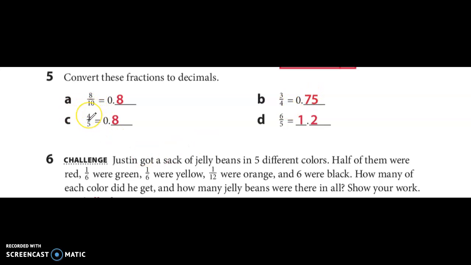4/5 is a little bit trickier. You could think of money, and 1/5 of a dollar is 20 cents. So if you have 4 20 cents, you're going to get 80 cents, which would be 0.8. You could also multiply both the numerator and the denominator by 2, and you're going to get 8 tenths. And so 4/5 is the same as 8 tenths, 0.8. The next one, fifths again, you know that 1/5 is 20 cents. And if you have 6 20 cents, you're going to have $1.20. So 1.2 would be the decimal.